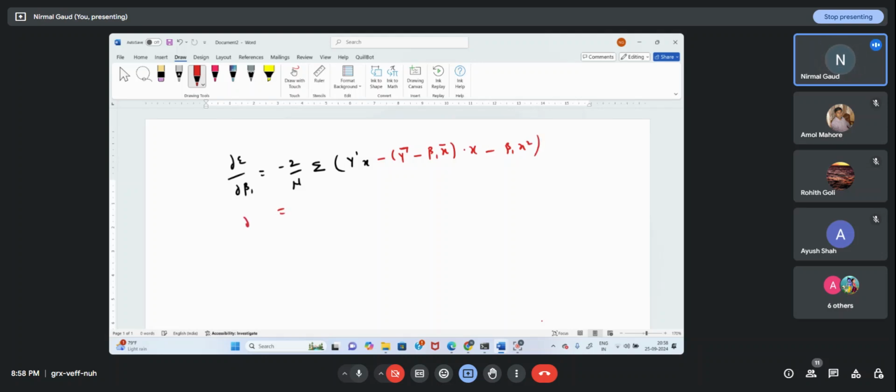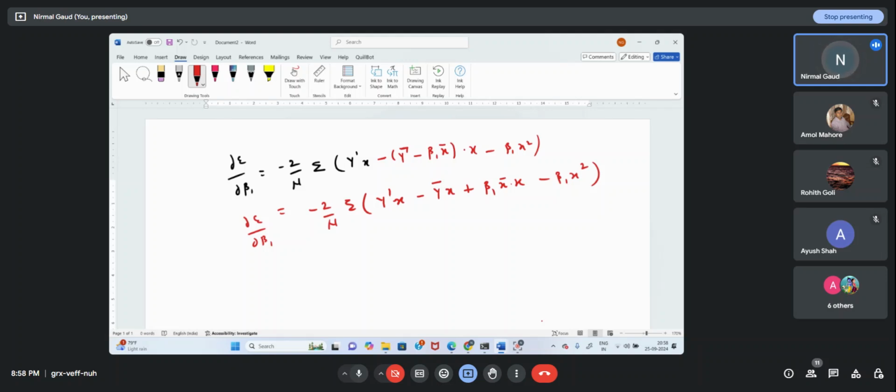Okay, so let me open up the bracket. Minus 2 by n summation y dash x, multiply this thing, minus y bar x, multiply this thing. So it will be plus beta 1 x bar x minus beta 1 x, this is x square. This is what you are getting.